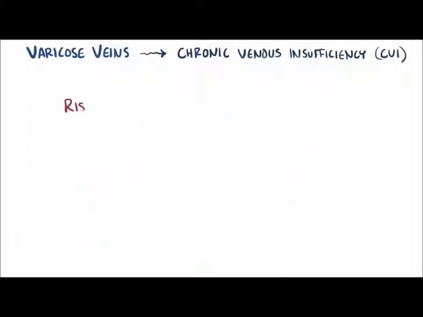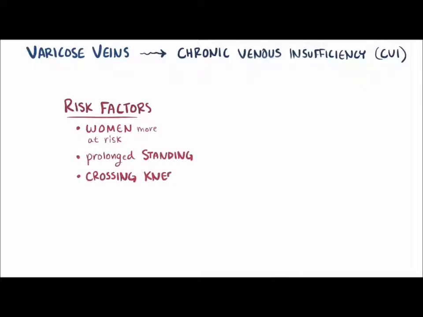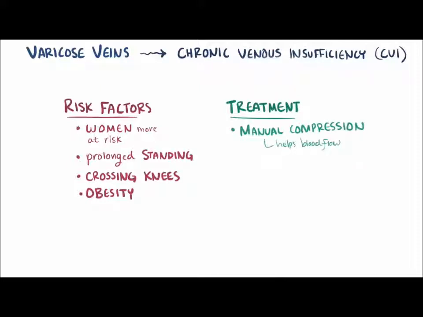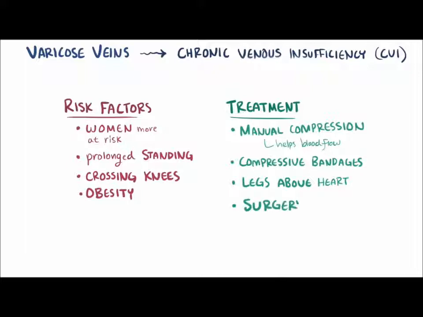Although there are probably a lot of factors that play into the development of varicose veins in the legs and resulting CVI, women tend to be more at risk than men. People that stand or cross their knees for long periods of time are also at risk, as well as those who are obese. Treatment options for varicose veins and CVI might involve manual compression to help increase blood flow, as well as compressive bandages and stockings, and frequent periods of elevating the legs above the heart. Besides these more conservative options, there are various surgical treatments that can help cure the disease, like for example a vein transplant, a vein repair, or a vein removal.